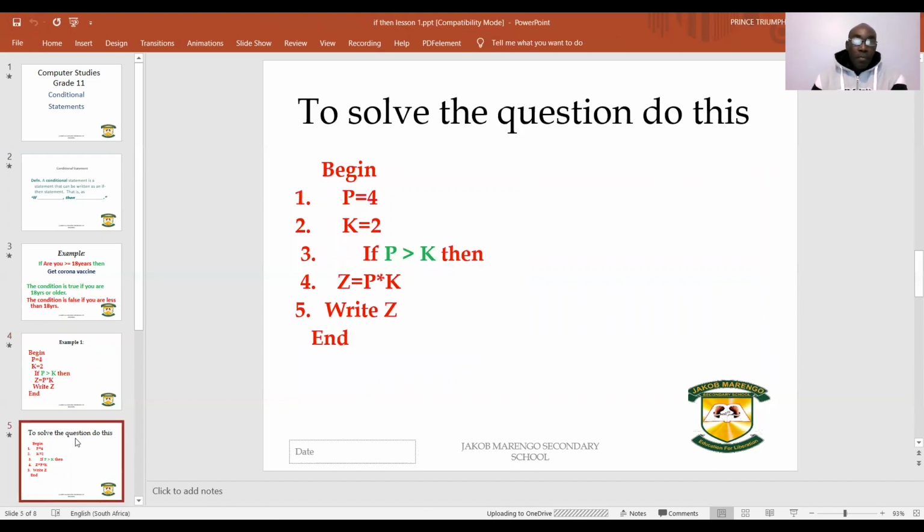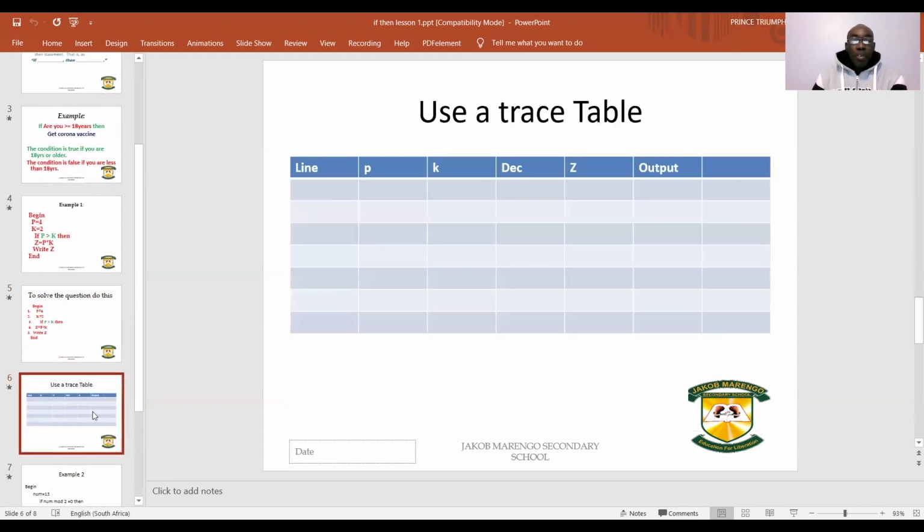What you should do, the first thing, is number your algorithm. But when numbering your algorithm, do not number begin, do not number end. From there, you draw up your trace table. The trace table will help you to get the answer in a very easy way. The trace table is a way of dry running the algorithm to see what is likely going to be the answer. So let us use the trace table now.